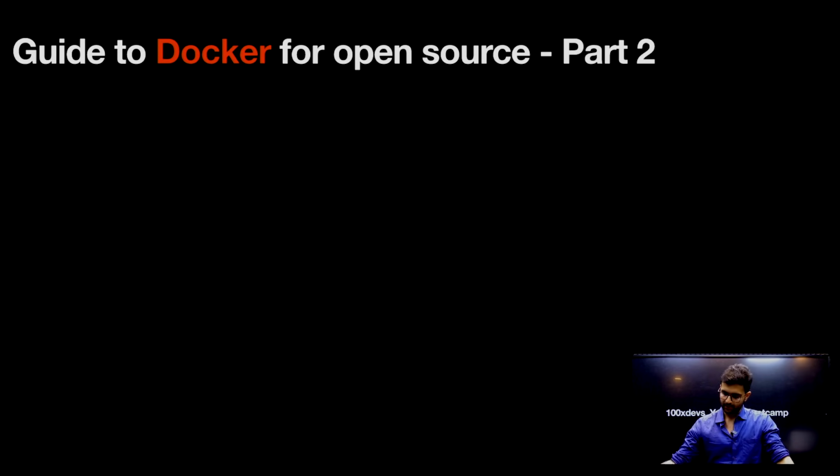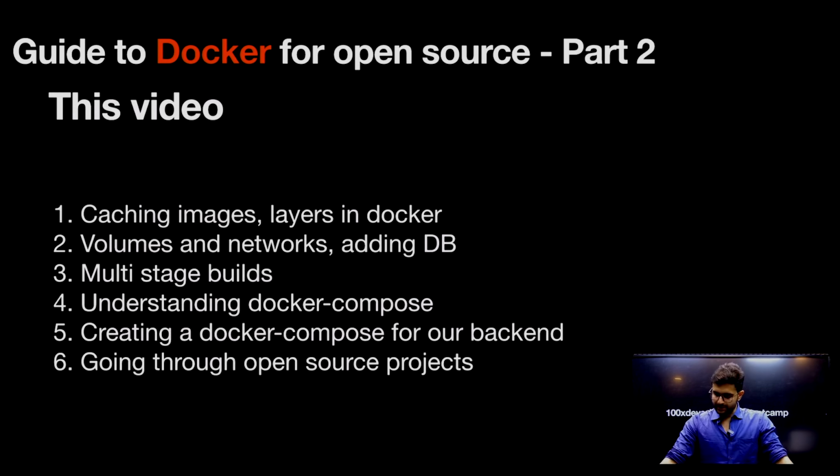So this was yesterday, and what is today? Number 1, we'll understand caching in images, layers in Docker. Once we understand that, we'll try to basically solve the assignment from yesterday. It should be very easy to solve the assignment once you understand caching well. Then we'll understand 2 advanced concepts that you need to know. One is volumes, one is networks. Why do you need it?